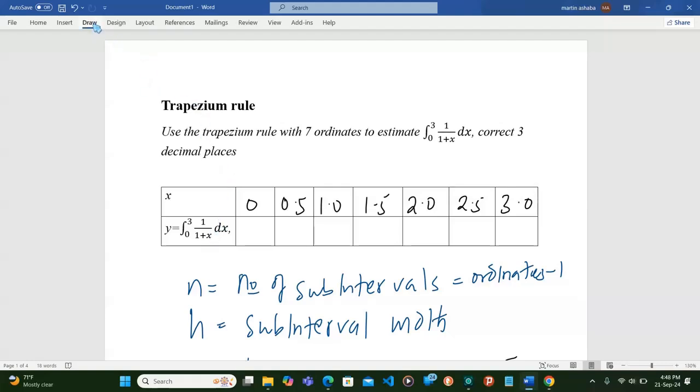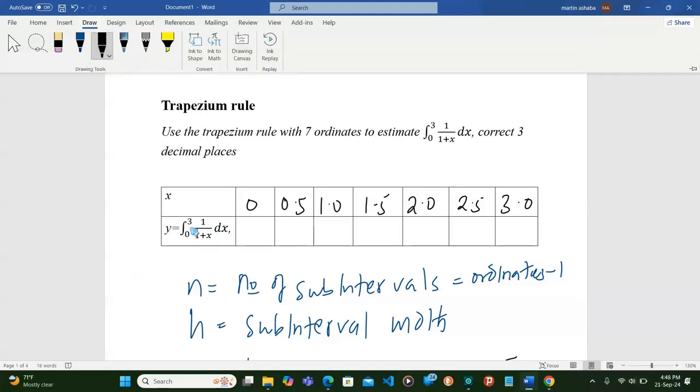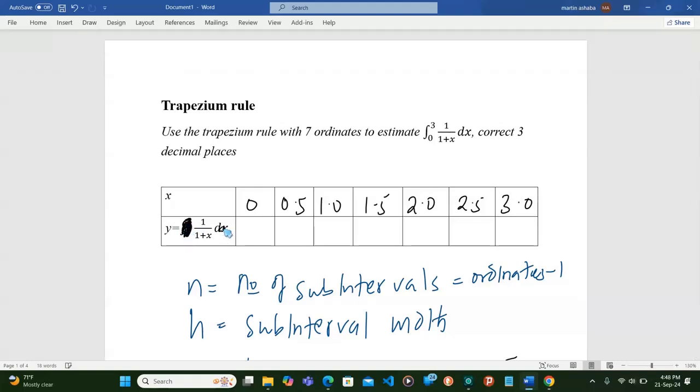This is supposed to be y equal to 1 out of 1 plus x. That is our f of x. This is our f. And therefore, at x is equal to 0, f of x is going to be 1 out of 1 plus 0, and that is 1. So we put here 1.